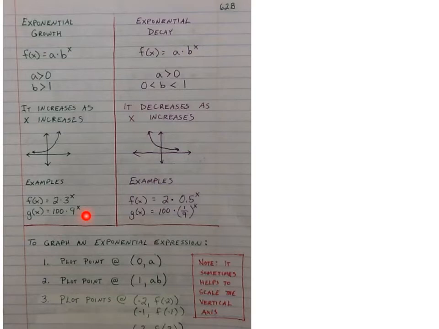Usually, the most efficient way to plot these is to picture a table and fill in the values of the table, or plot the points one at a time, starting with negative 2 comma f of negative 2, negative 1 comma f of negative 1, 0 comma f of 0, 1 comma f of 1. We'll look at some examples on the next page.